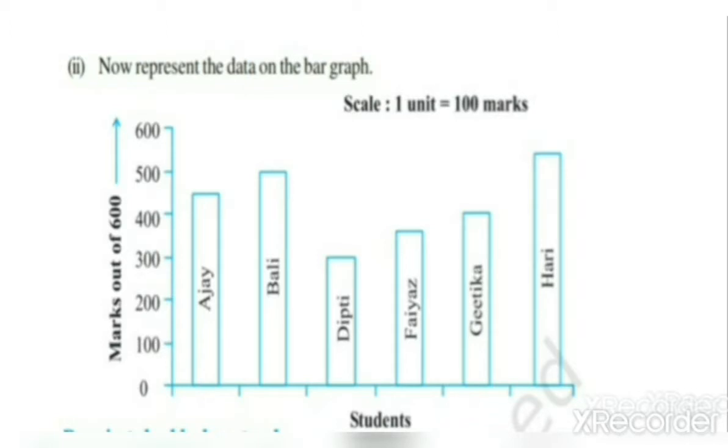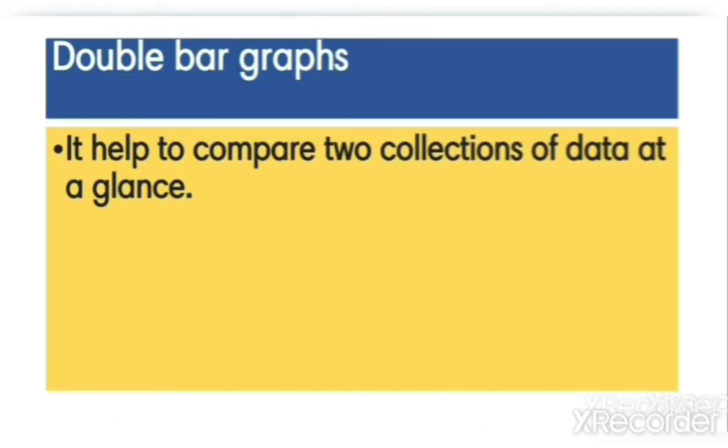Now in standard 7, we will learn how to draw a double bar graph. What is a double bar graph? It helps to compare two collections of data at a glance. What is the need of a double bar graph? It helps us to compare two collections of data, whereas in a single bar graph, we can see single data.